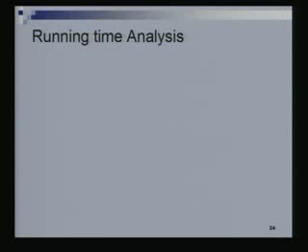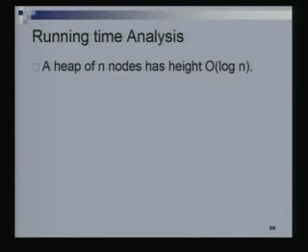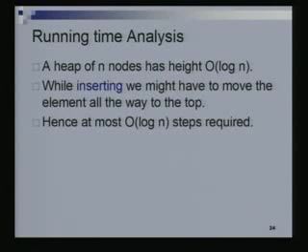So, let us do a quick runtime analysis of the various procedures we have seen today. Recall that a heap of n nodes has height order log n. When we are inserting an element, the insertion procedure was that we would create a new node and then we would move the element up the heap. In the worst case, the element might move all the way up to the top. If it moves all the way up to the top, then we require time proportional to the height of the heap. But an n node heap has height at most log n. So, we require at most order log n steps to do an insertion.